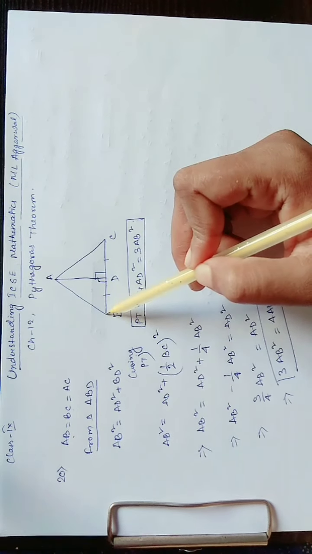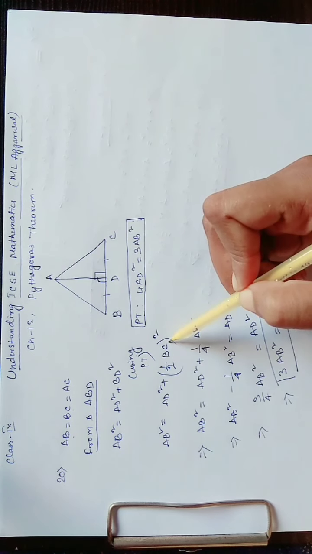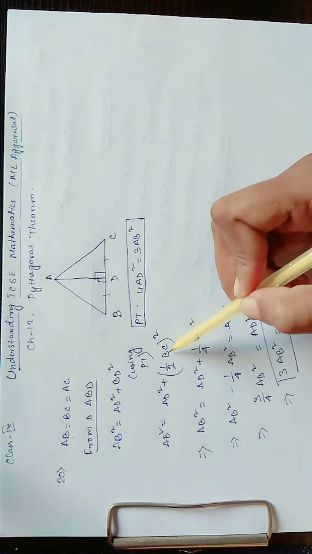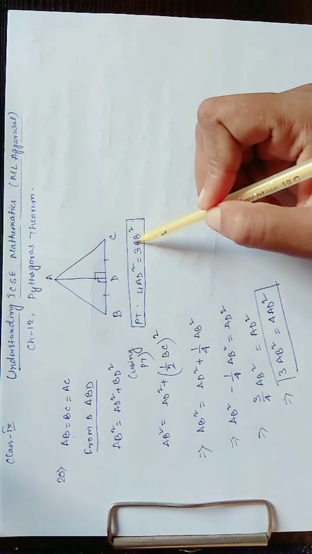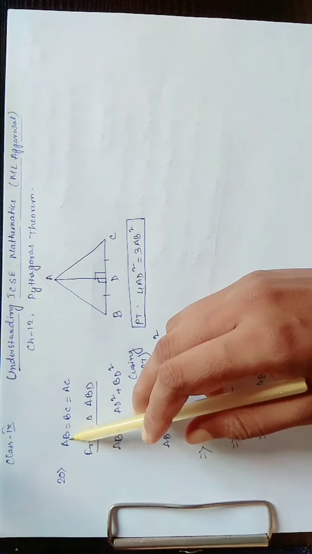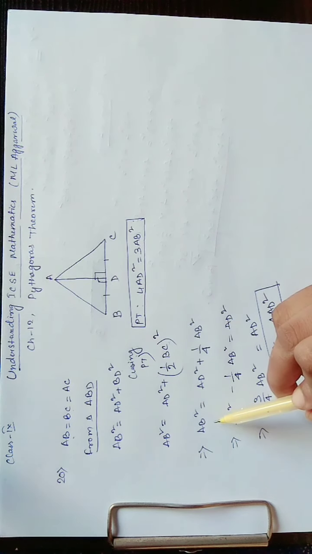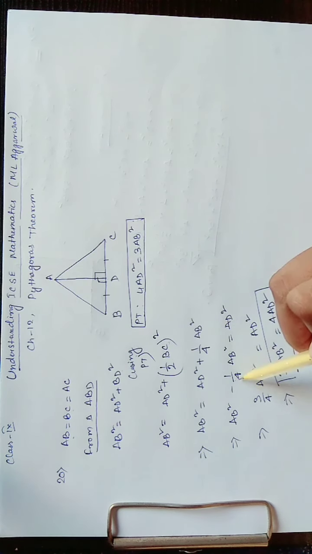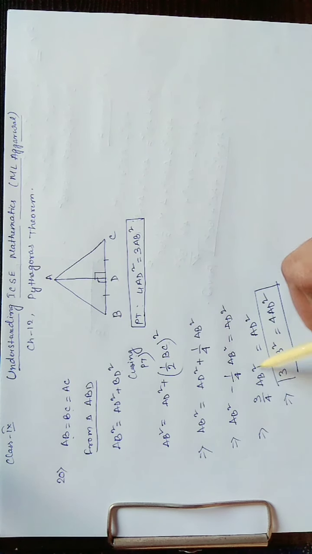Now BD, we can write as half of BC. So writing it as half of BC, we get 1 by 4 BC square. Actually we have to prove 3AB square, so we can write BC as AB. So then we can write AB square minus 1 by 4 AB square equals AD square. Now do the calculation, you will get 3 by 4 AB square equals AD square. Now from here you can get 3AB square equals 4AD square easily.